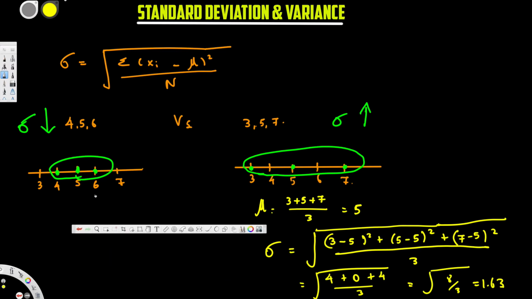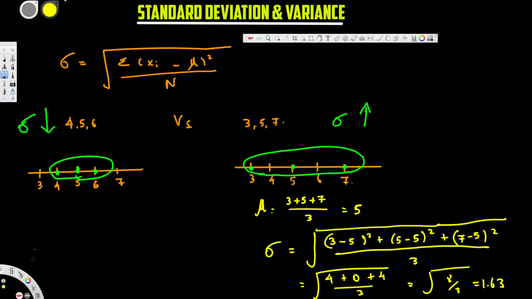Now let's look at the population standard deviation for 4, 5, 6. Same approach. First we calculate the mean. Mean is what? 4 plus 5 plus 6 divided by the number of numbers, that's 3. 6 plus 5 is 11, 11 plus 4 is 15, 15 divided by 3 is 5. So we have mean 5. We just have to plug it in this equation.